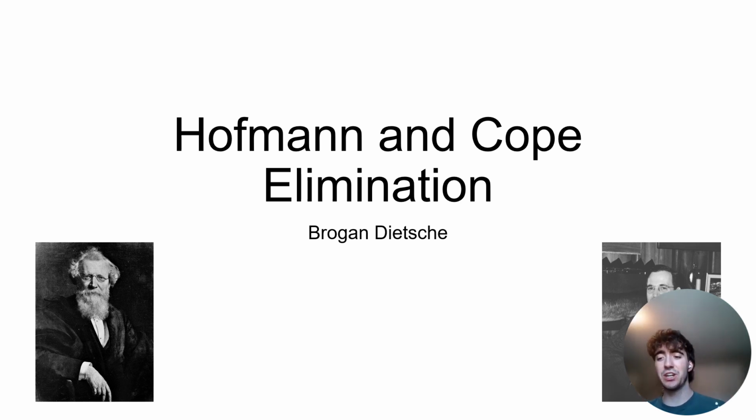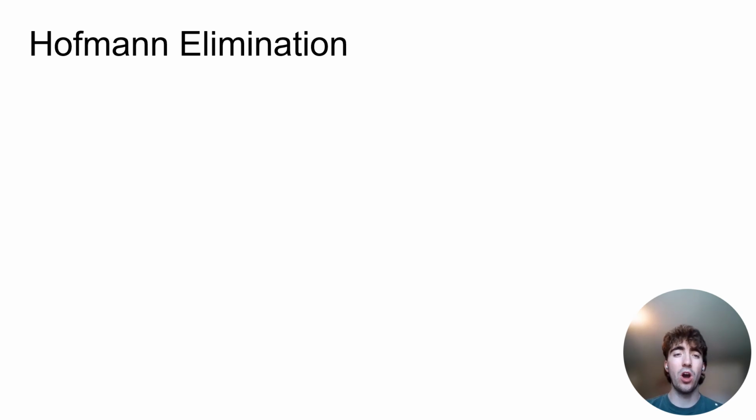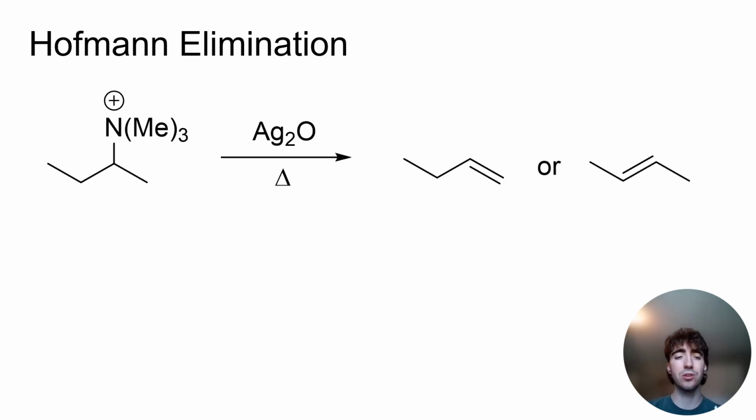Today, I have an exhilarating presentation for you on the Hofmann and Cope elimination, named after these two dead white guys on the screen. First, we have the Hofmann elimination, and I'm sure a lot of you are familiar with elimination reactions, and the Hofmann elimination in particular has this alkyl ammonium ion as the leaving group. Now, this can be prepared from primary, secondary, and tertiary amines by treating with excess methyl iodide.